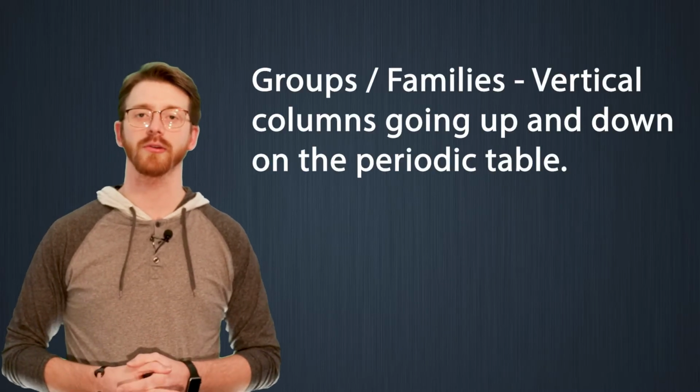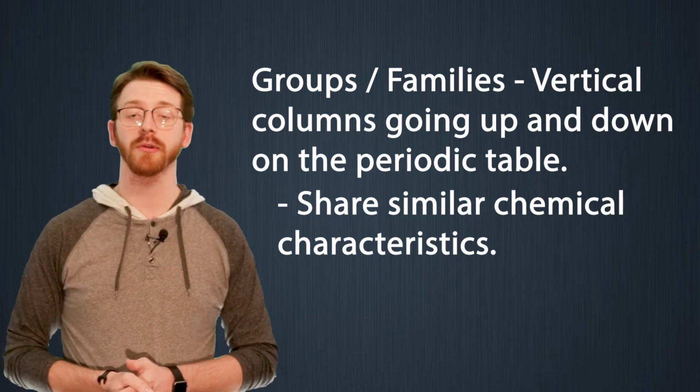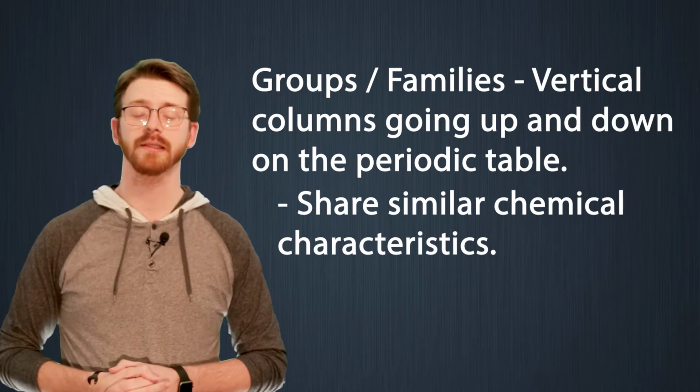On the periodic table, the vertical columns going up and down are called groups or families. Elements in the same group have similar chemical characteristics.